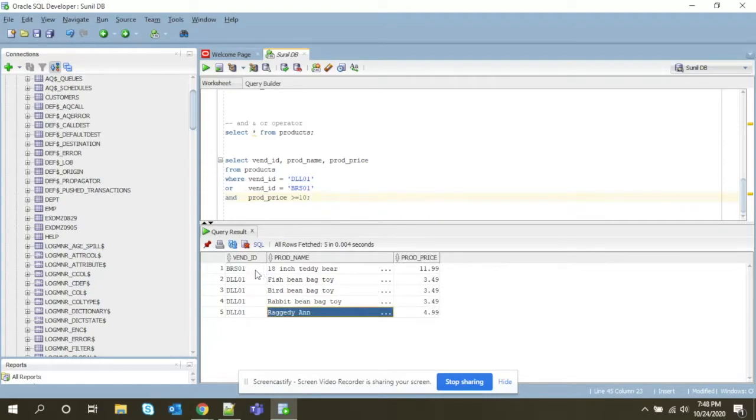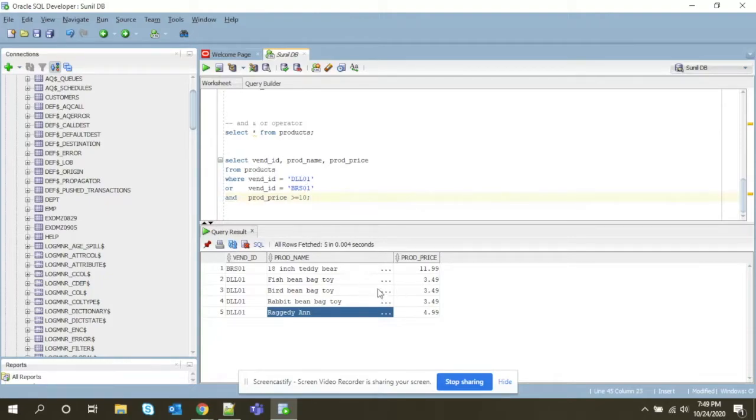But if you look at this record set, it has BRS01, DLL01, but only one of the records is greater than or equal to 10. That's this one. That's because when writing SQL statements with OR and AND, you need to be aware of the way that SQL reads this. AND will always get a higher ranking in the order of evaluation by SQL.